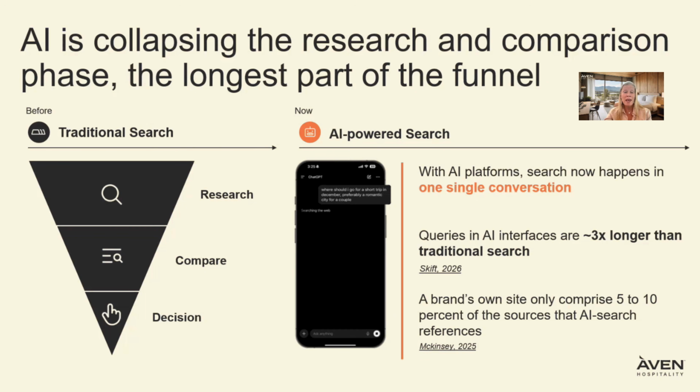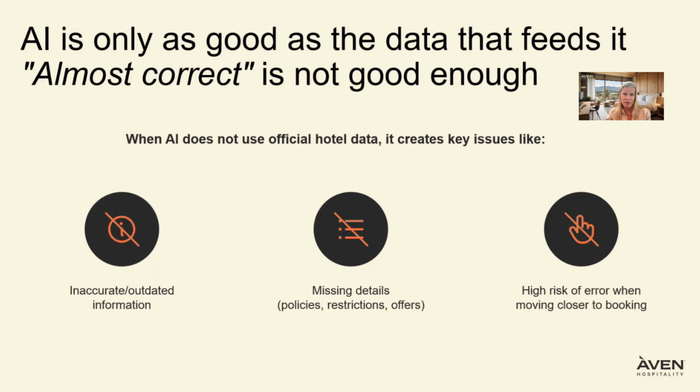Now, we know that AI is only as good as the data that feeds it. Almost correct or out of date data is not good enough. So when AI doesn't find the data that it wants through the channels it wants, i.e. your direct sites, it will go elsewhere. So inaccurate, outdated information, missing details, or high risks of errors when moving closer to booking will not help you be discoverable or bookable through these channels.